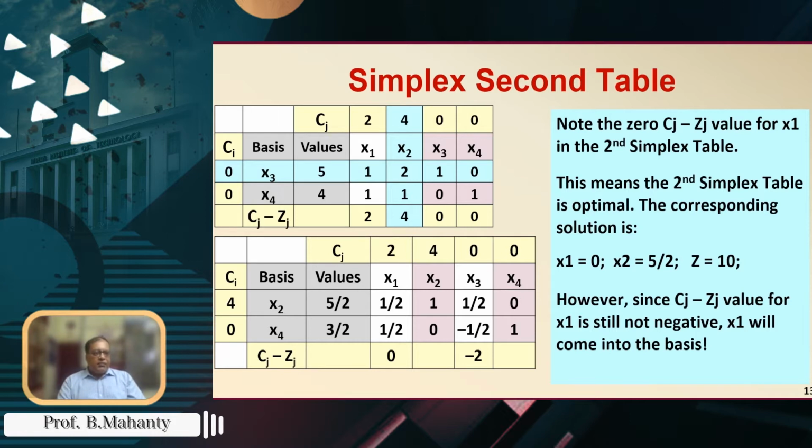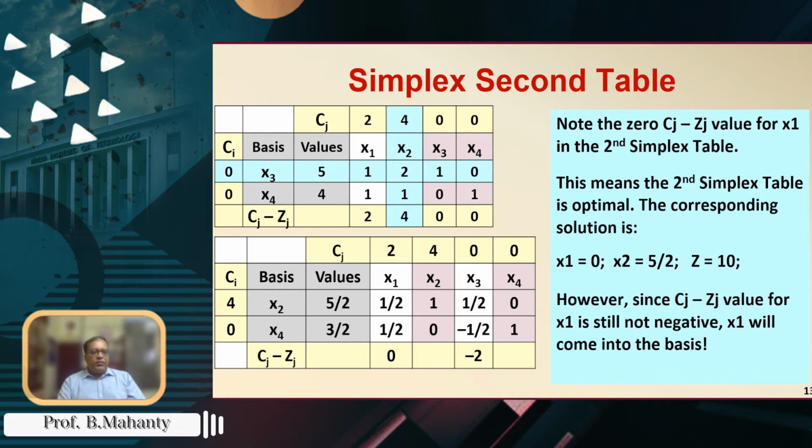And for the other elements, this value 4 would be 4 minus 5 into 1 by 2, that is 3 by 2, 1 minus 1 into 1 by 2, half. The key column should be in canonical form, so 1 and 0. And this 0 would be 0 minus 1 into 1 by 2, so minus half. And this 1, no change because there is a 0 here. So 1 minus 1 into 0 by 2, 1.